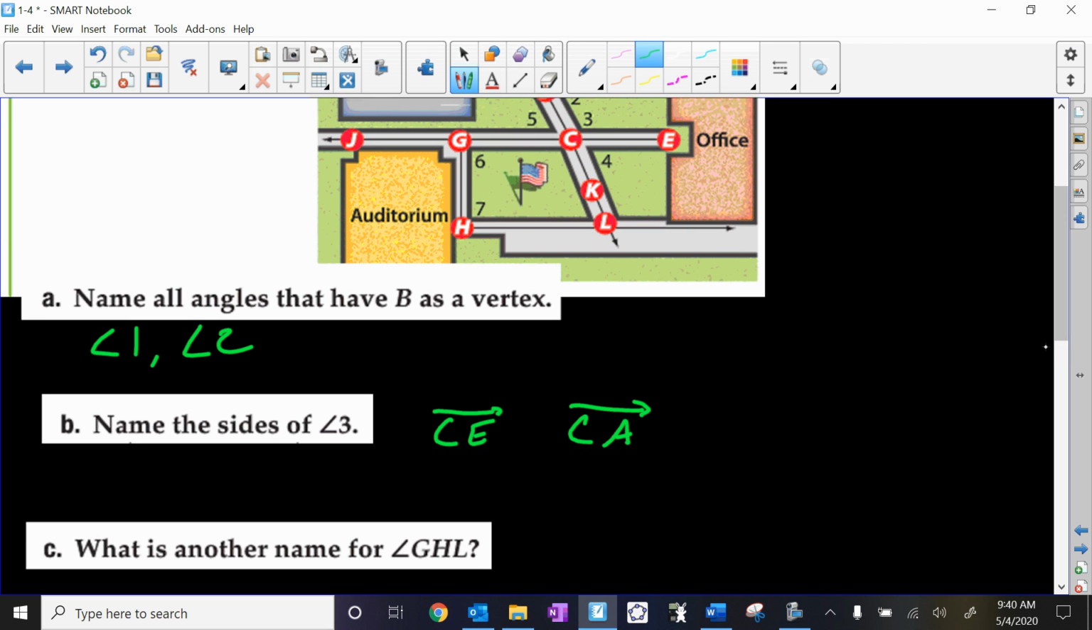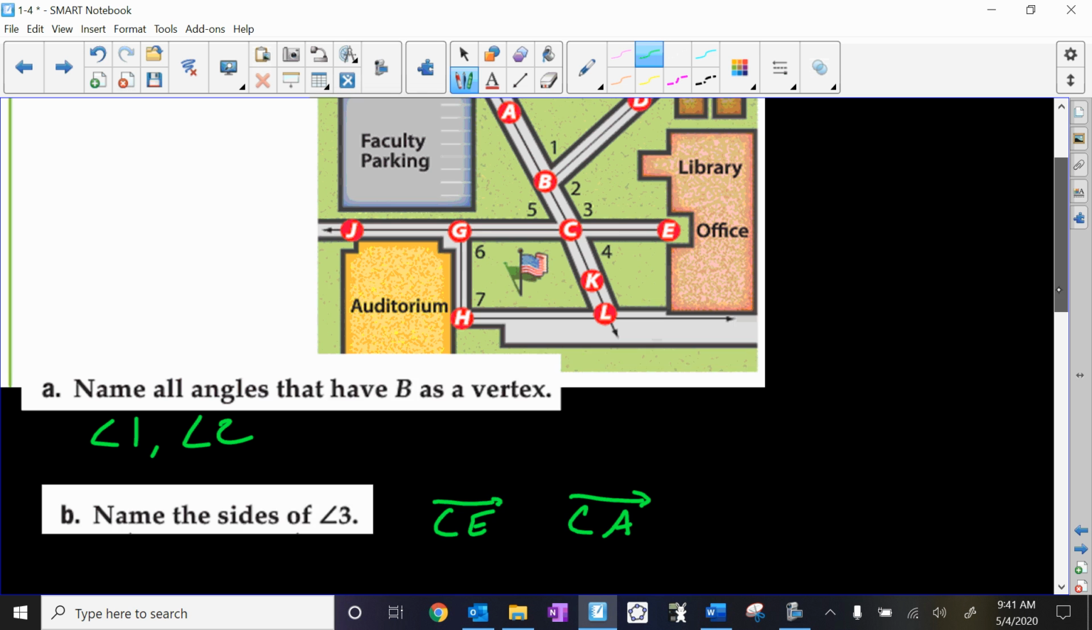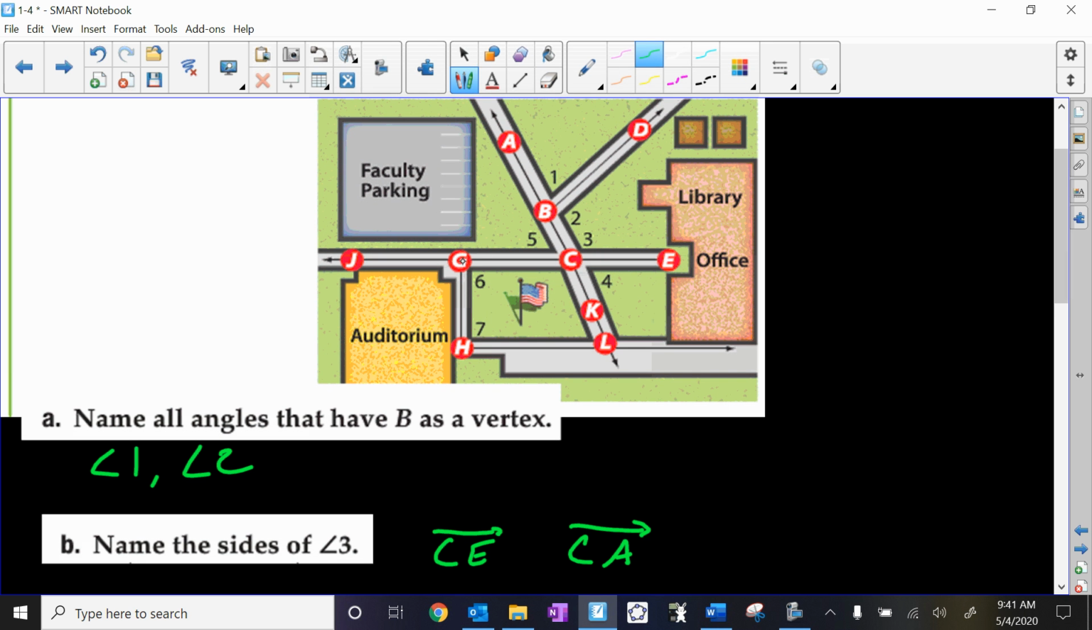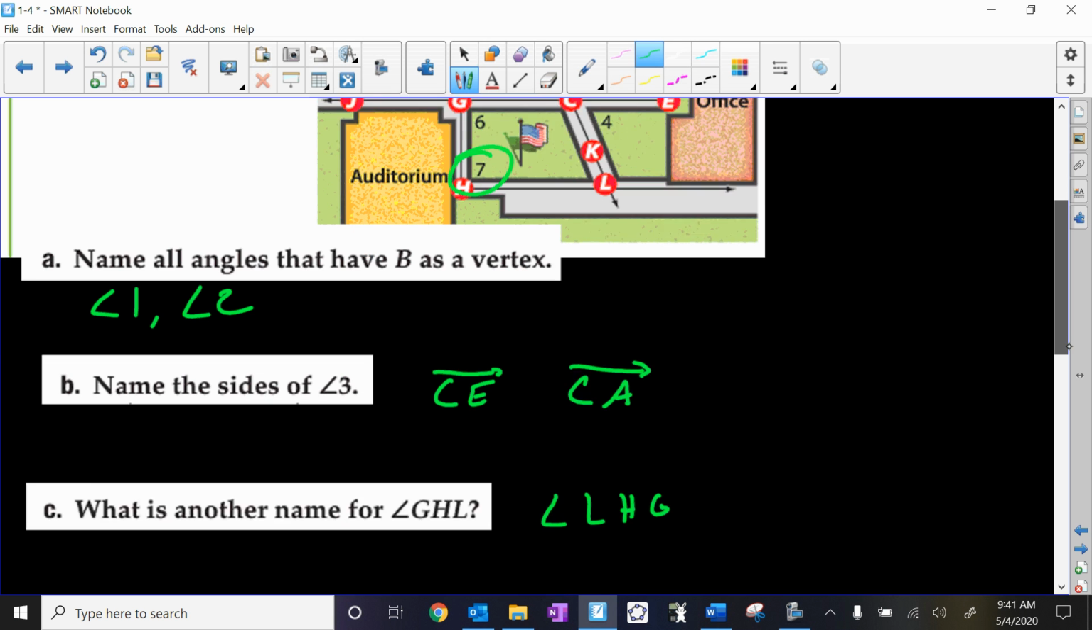Letter C, what is another name for angle GHL? The easy one is just to flip the order and go LHG. That's another name for it. H still has to be in the middle because that's the vertex. Or if we go up to the top, we could use a number. GHL, that would be angle 7.